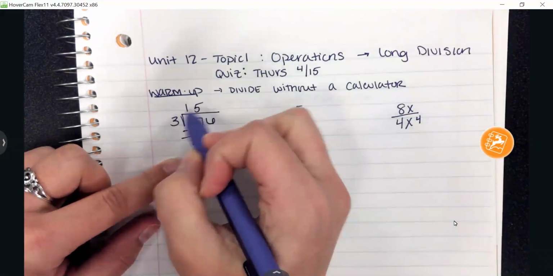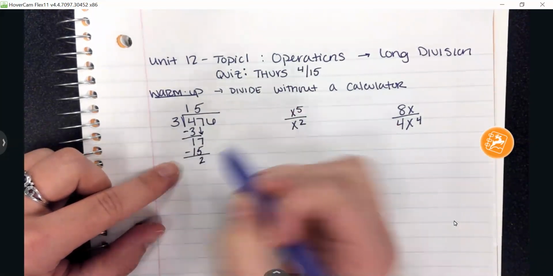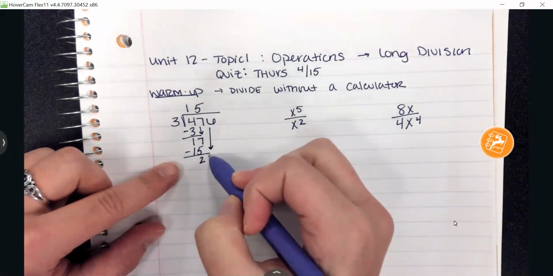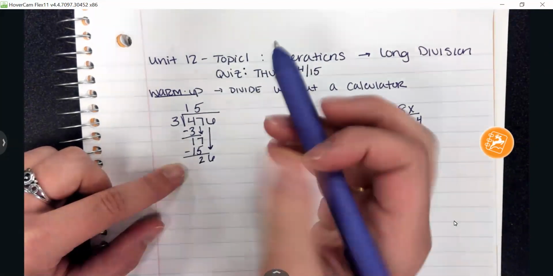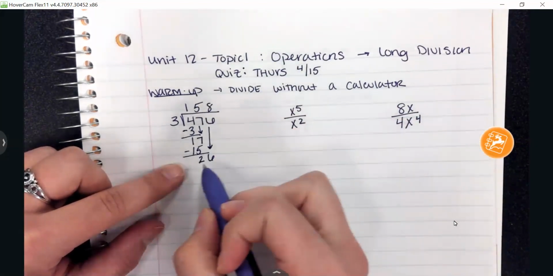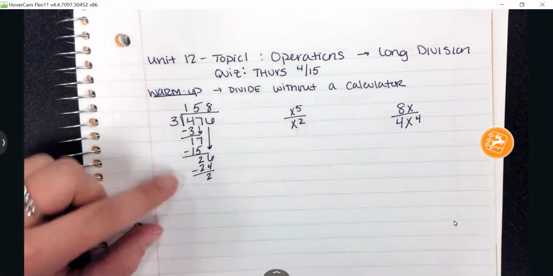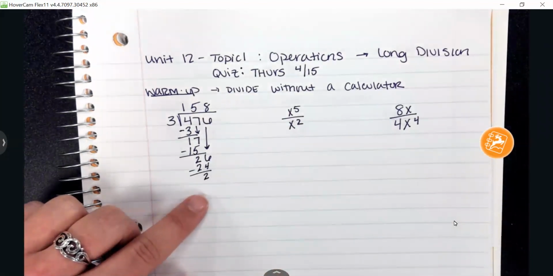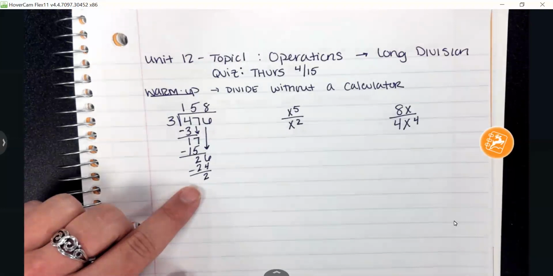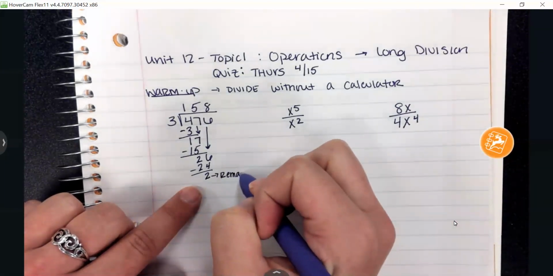5 times. 5 times 3 is 15. I subtract and bring down my 6. How many times can 3 go into 26? 8 times. 8 times 3 is 24, subtract, and I have a 2. What is this 2 called? Starts with an R. A remainder. This right here is my remainder.